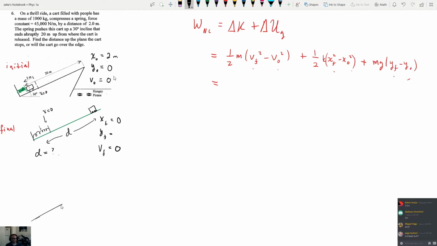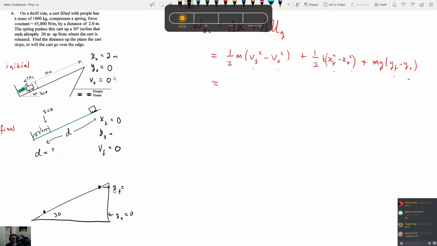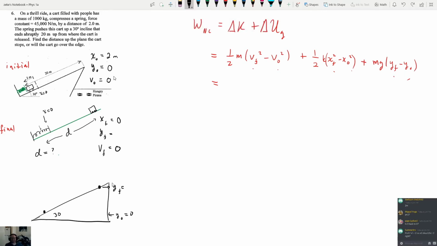So I have an object. It moves up an inclined plane where we have an angle of 30 degrees right here. It starts at this point. It moves to this point. So this is y initial, which we're calling 0. This is going to be y final. This is d.